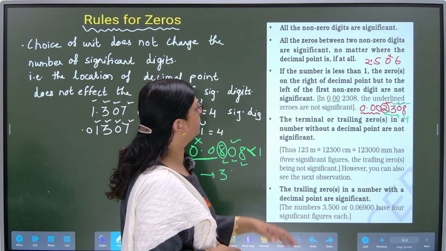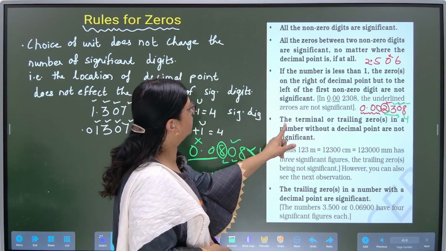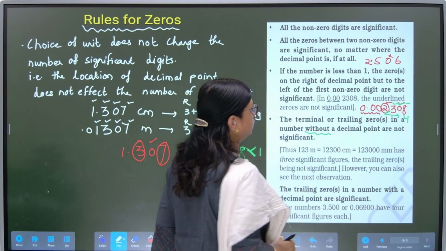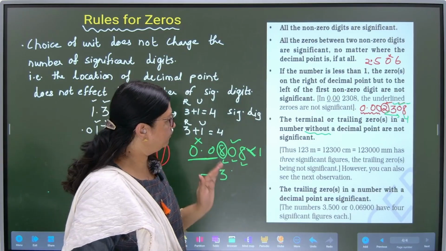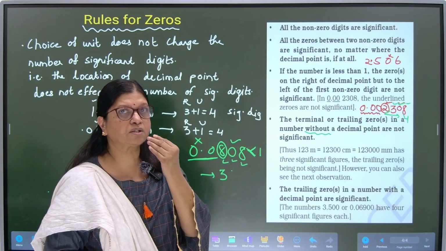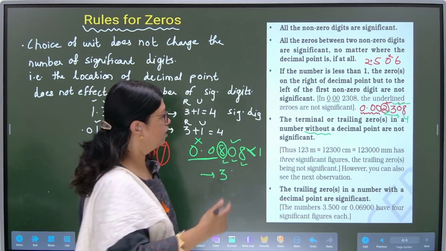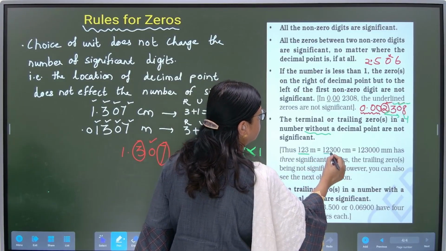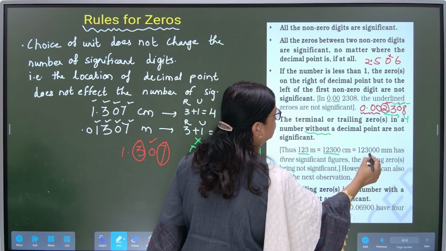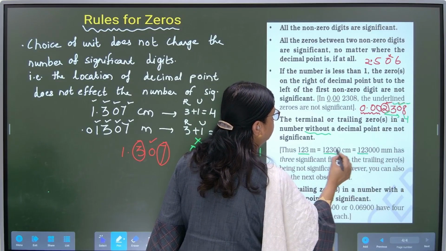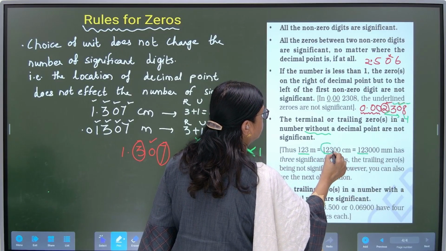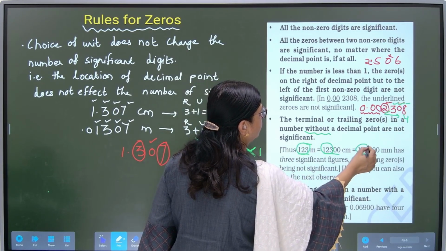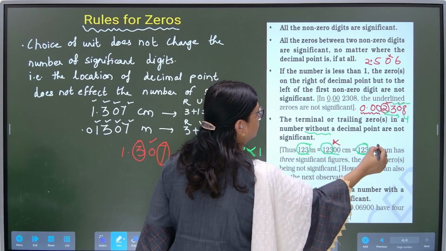Now let us go to point number 4: the terminal or trailing zeros in a number without a decimal point are not significant. So I will consider numbers which do not have any decimal point. Here we have an example 1, 2, 3. Then here 1, 2, 3, 0, 0. And then here 1, 2, 3, 0, 0, 0. So in all 3 cases, I only have to consider the digits and don't have to consider the trailing zeros.